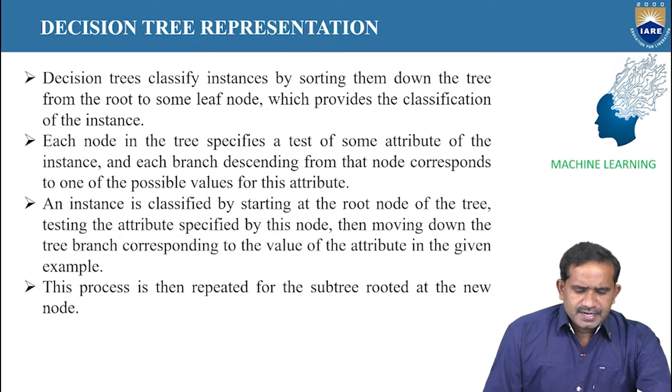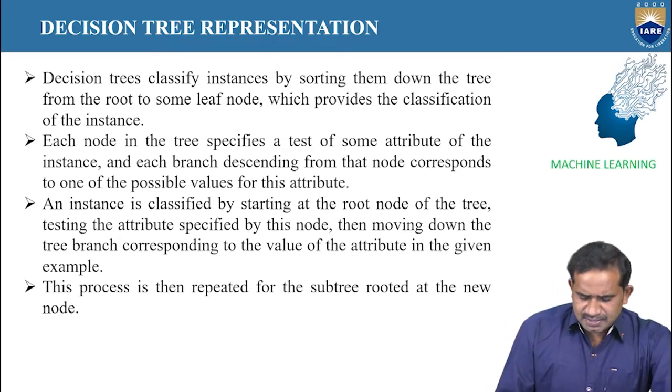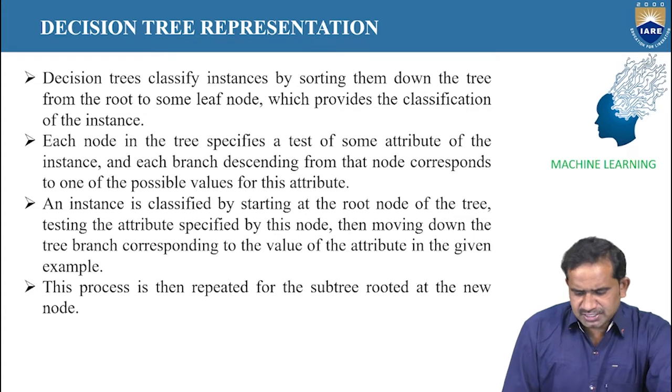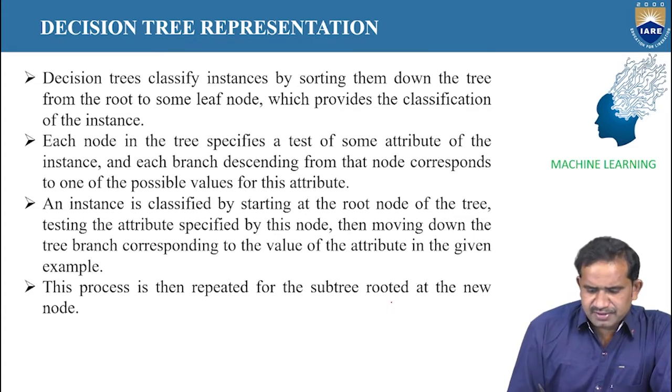in a decision tree learning algorithm in the subject of machine learning? A decision tree classifies instances by sorting them down the tree from the root node to some leaf node, which provides the classification of the instance. Means the decision tree sorts instances downward, starting from the root node to the leaf node.